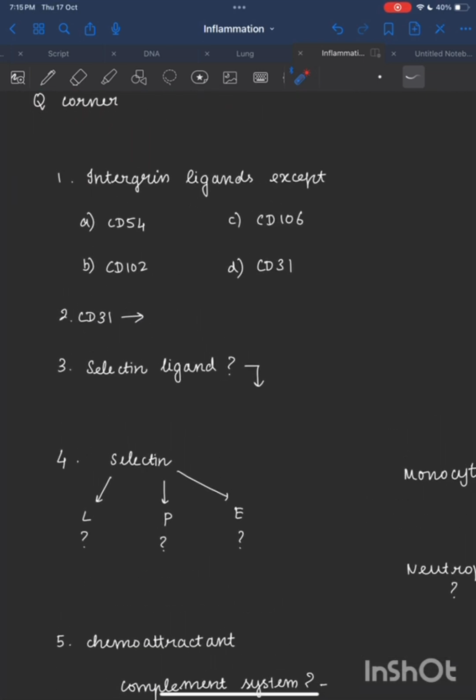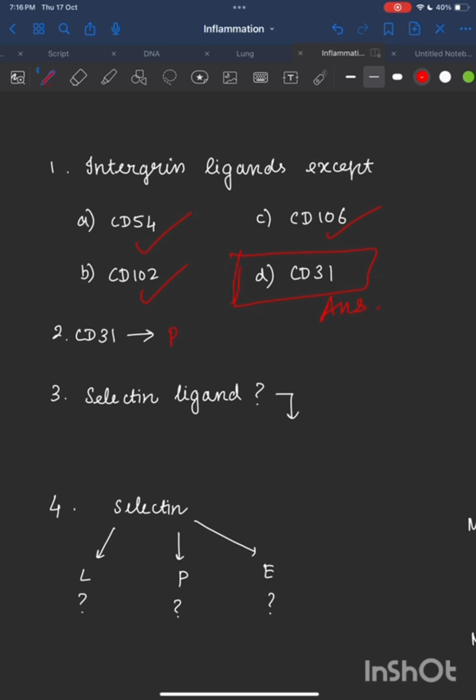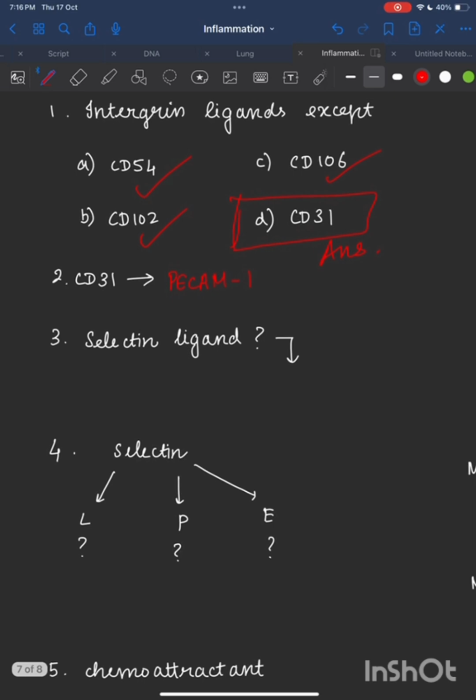Now it's question corner. Integrin ligands except. This is what I just now said you to remember, right? CD54, 102, 106 are correct. This is the answer. Then what is CD31? CD31 is PECAM1. It will help in transmigration.